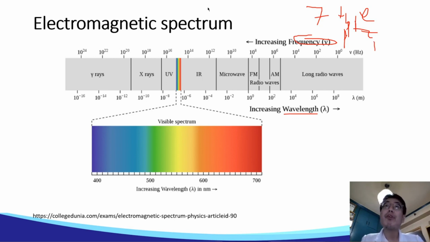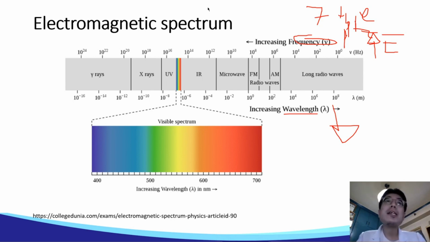The higher the frequency of a particular electromagnetic radiation, the lower will be the wavelength, and vice versa. The higher the frequency, therefore, the higher the energy of the radiation in question. Conversely, the higher the wavelength, the lower the energy.